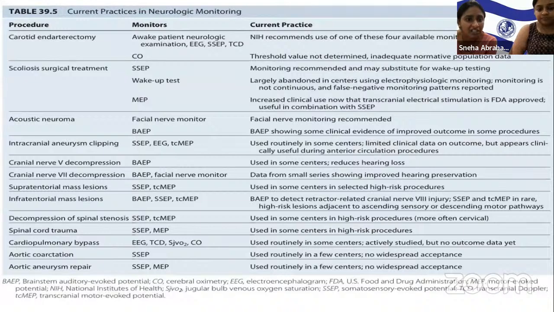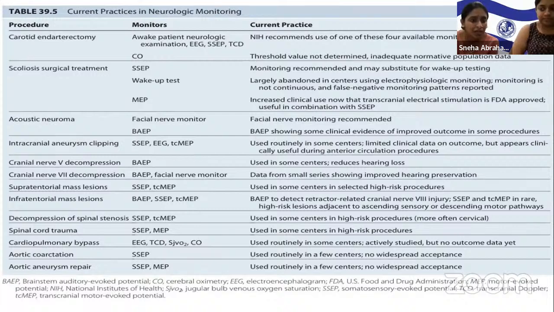For cranial nerve 5 decompression, we monitor the brainstem auditory evoked potential, and for cranial nerve 7 decompression, we monitor brainstem auditory evoked potential and facial nerve monitor by EMG for integrity of the facial nerve. For supratentorial mass lesions, for spinal cord trauma, for decompression of spinal stenosis, and for aortic aneurysm surgeries, we monitor somatosensory evoked potentials along with transcranial motor evoked potentials to monitor both the sensory and the motor pathways.